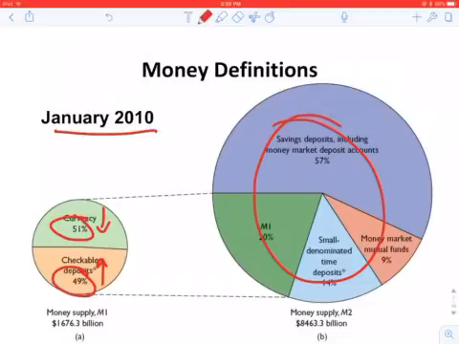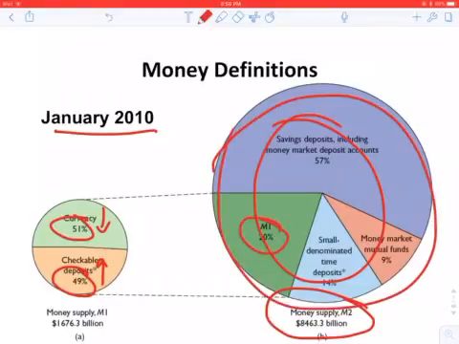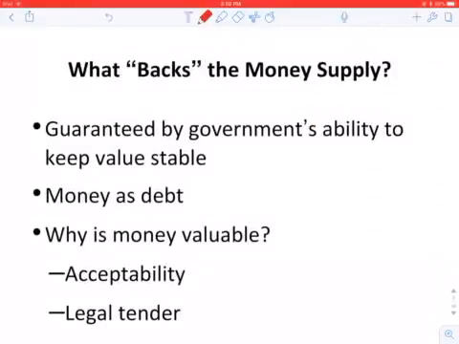It's 1.8 or 1.9 trillion now, I think. But then when we get to M2, we're looking at 8.5 trillion. Okay, so that's obviously a lot more money. M1 is here, and M2 is this whole circle. Okay. So M2 is obviously much bigger.